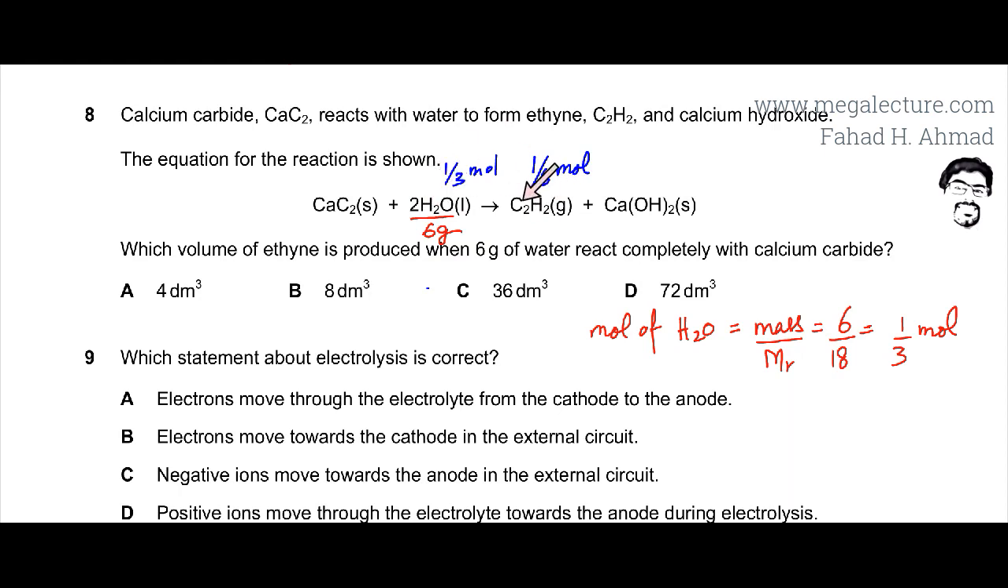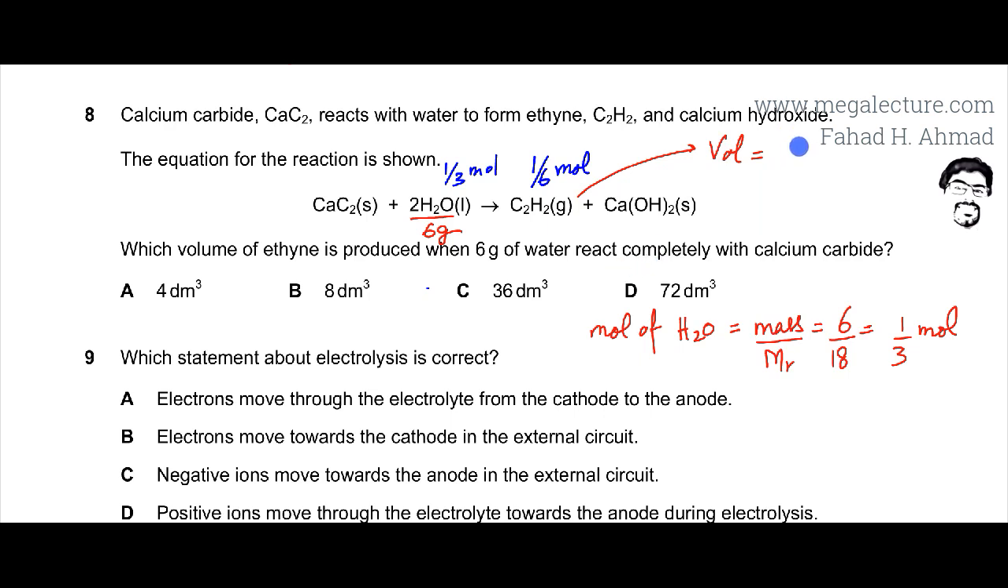So two molecules produce one molecule of ethyne. So if I have 1/3 moles, according to this ratio, it's going to be 1/6 moles of ethyne. Now I've found the moles of ethyne. The next part is I need to find the volume of ethyne, and the volume of ethyne can be found from the formula. We know that 1 mole of gas occupies 24 decimeter cube.